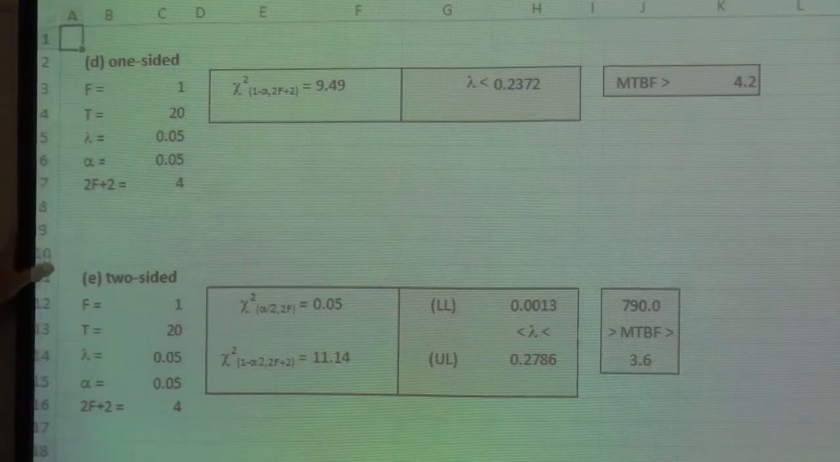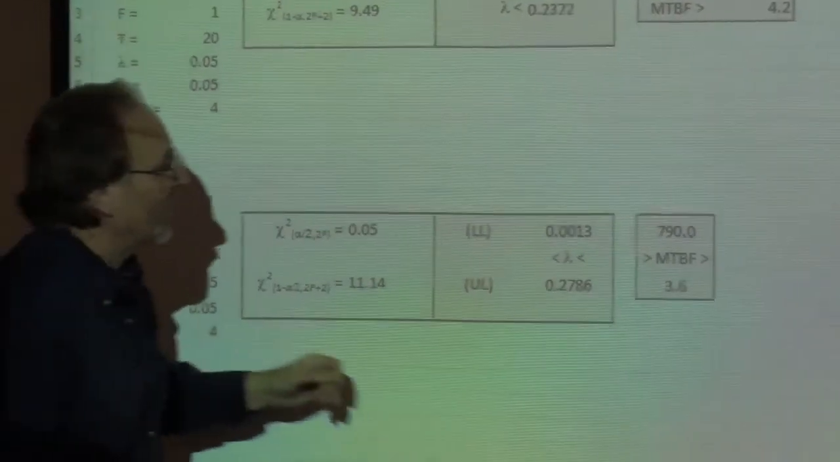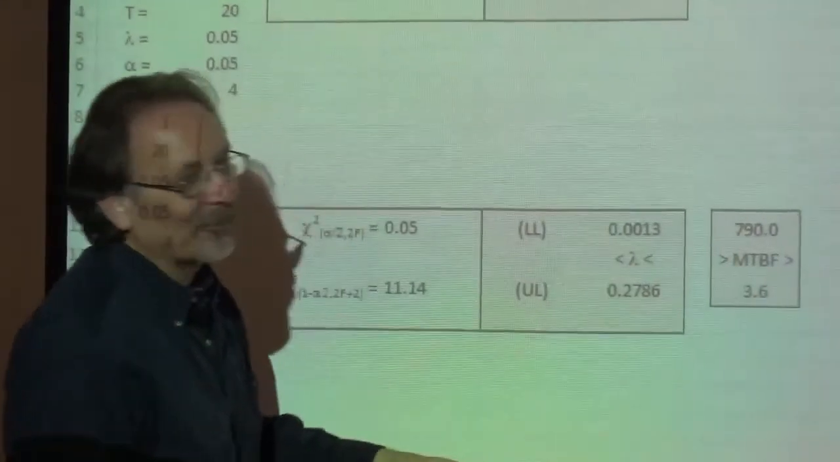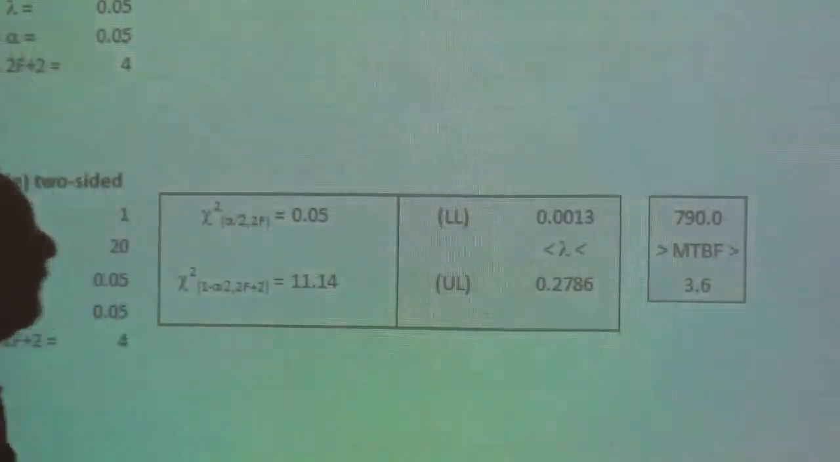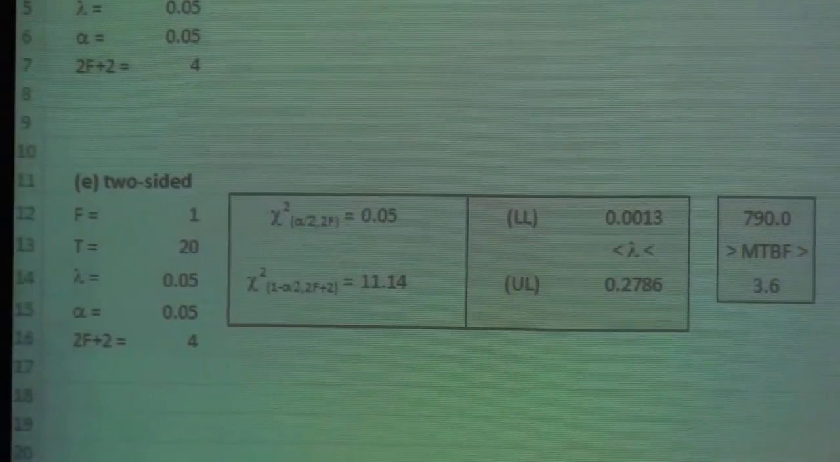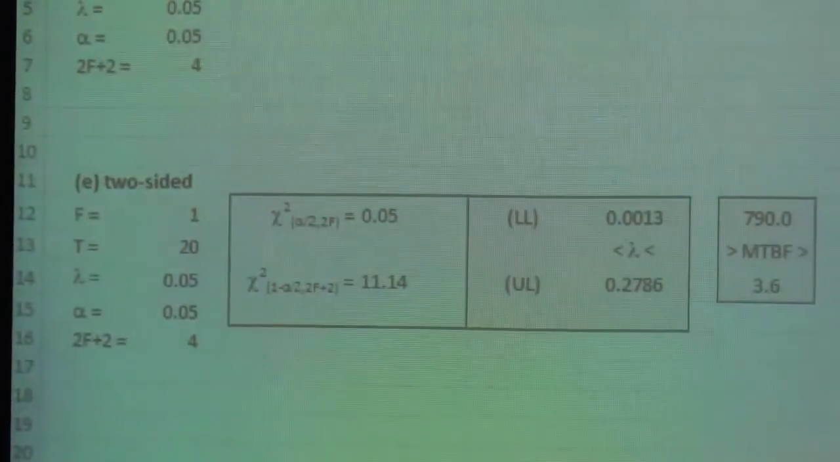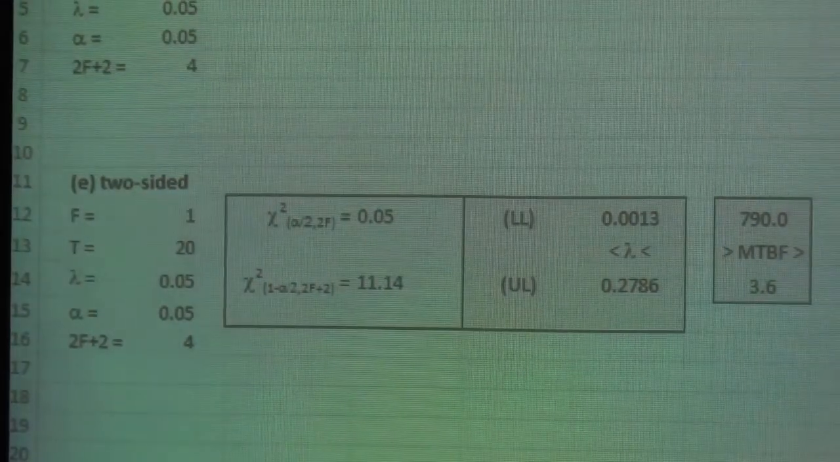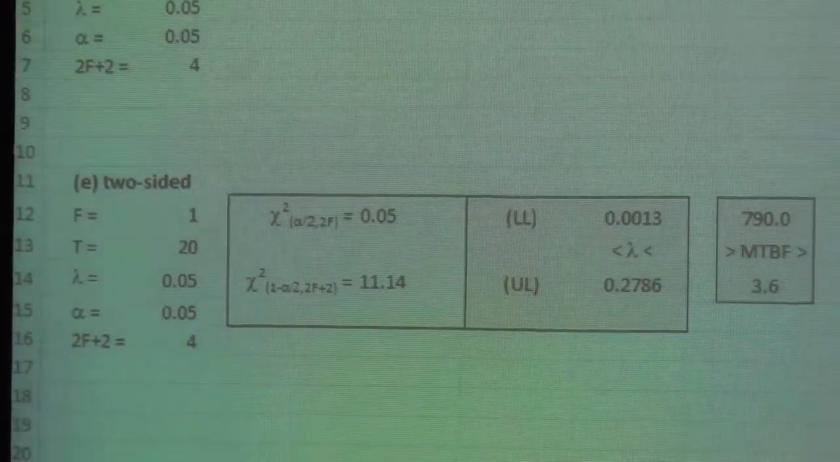95% of the time. And for the two-sided interval, the lower limit is 3.6 because we're actually at 97.5% of the time. The mean time between failures will be at least 3.6, and it will be 97.5% of the times less than 790. That upper one isn't a very interesting result, and we can't really use that for much most of the time. But that's what it looks like.